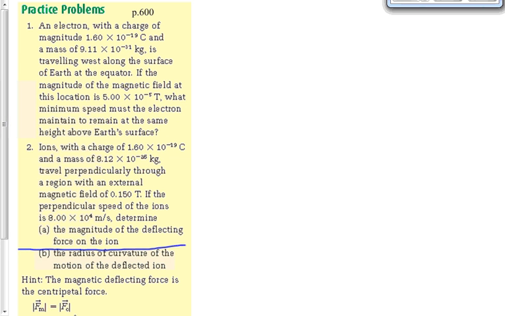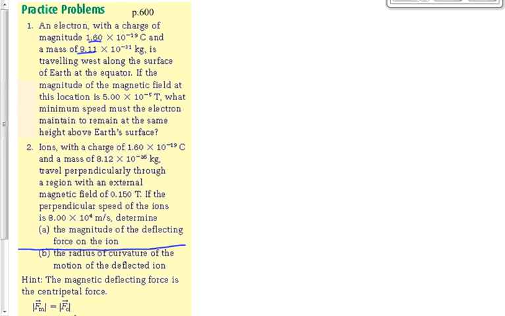Here it says, an electron with a charge of 1.6 times 10 to the minus 18 and a mass of 9.11. We know these values, right? Or at least they're on our data sheet, so they didn't really need to tell us. Okay, but they do. It makes it a little bit easier. We don't need to look on our data sheet. It's traveling west along the surface of the Earth at the equator. The magnitude of the magnetic field at this location is 5 times 10 to the minus 5.